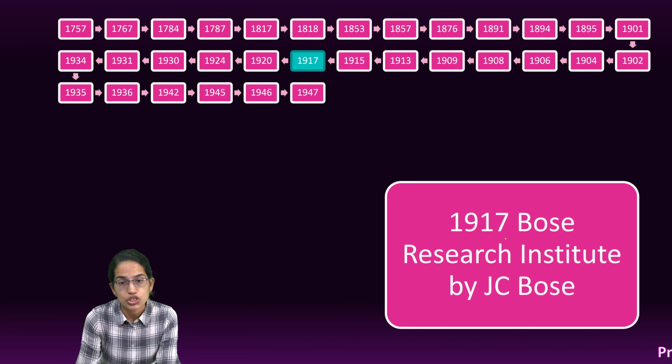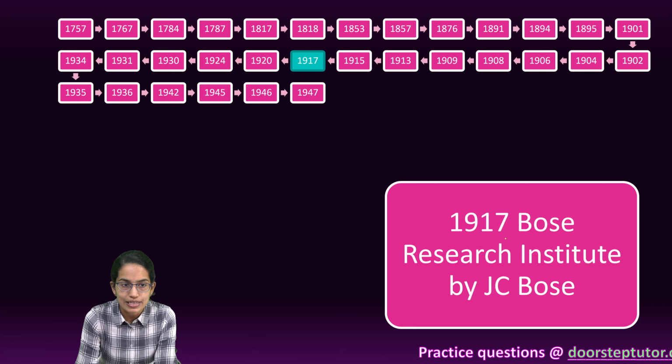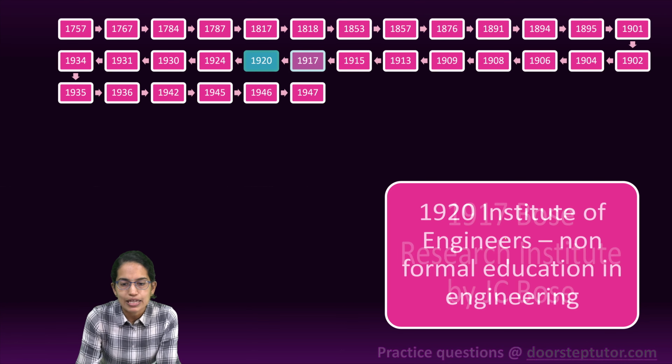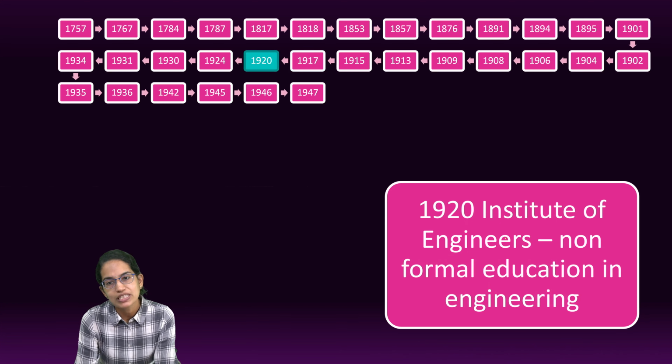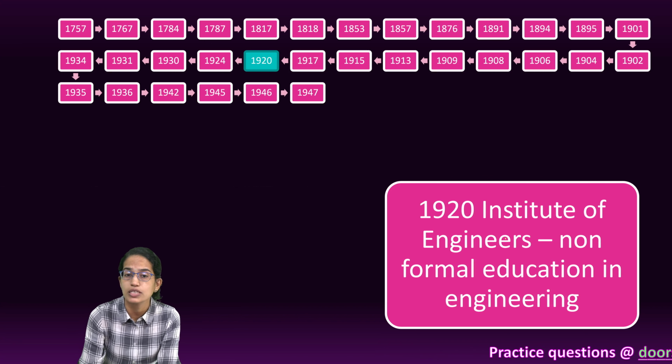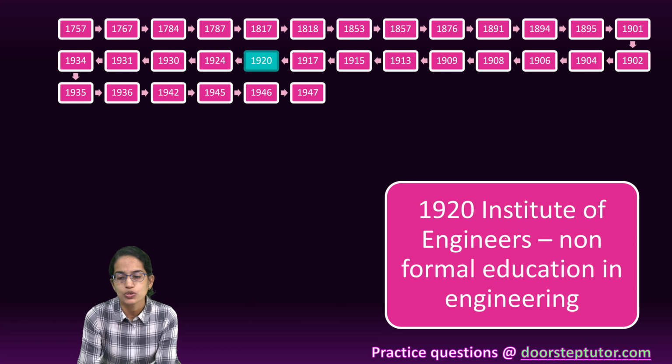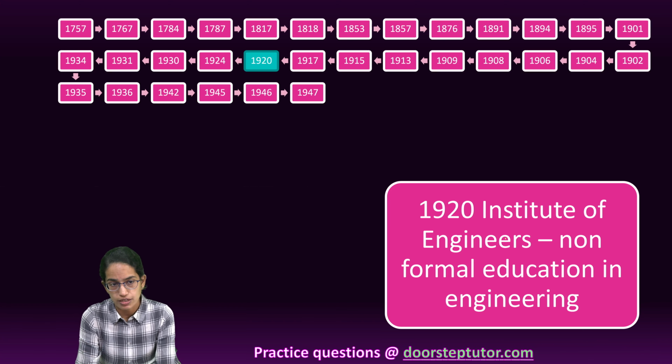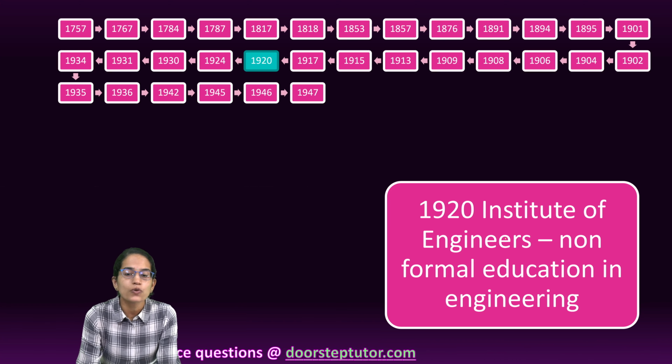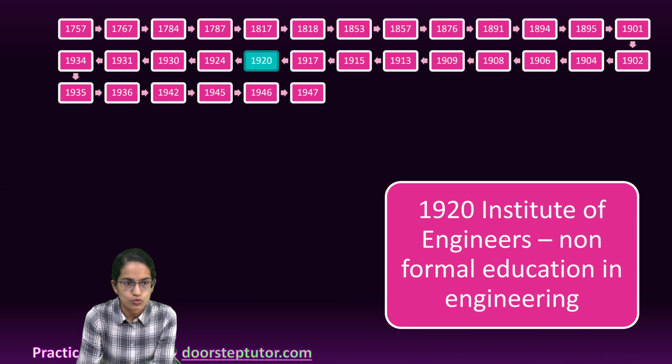J.C. Bose, Jagdish Chandra Bose, established the Bose Research Institute in 1917. Later, in 1920, the Institute of Engineers was established. Now, this was a unique institution because here non-formal education in the field of engineering was provided. So in 1920, the Institute of Engineers was established.